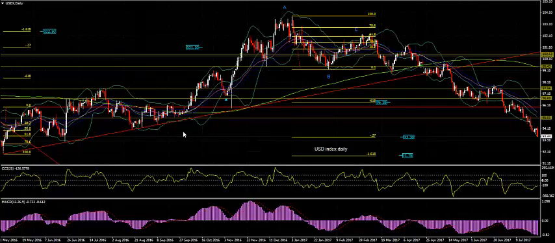Okay, it is Wednesday, July 26, 2017. We're going to review some of the trades that we've taken today with the trade copier, but we're going to start off here with the dollar. This is the US dollar index. This is the daily time frame. We come back to this chart just about every day.